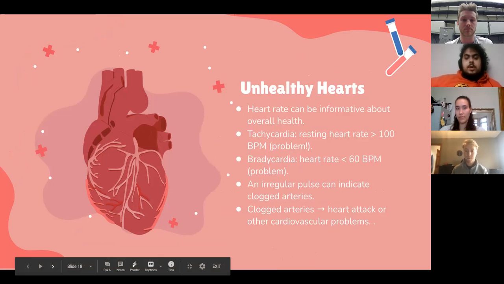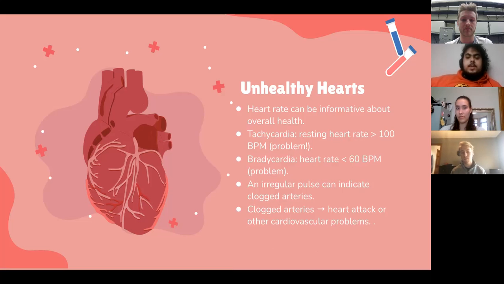Because blood is pumped throughout the body, how a heart is working can tell us a lot about a patient's overall health. When the heart is pumping blood too fast, more than 100 beats per minute, we say that this heart is tachycardic, which can be a problem. When a heart is pumping blood too slow, less than 60 beats per minute, we say that this heart is bradycardic, which can also be a problem. If a patient's heart is pumping irregularly, then this patient's arteries could be clogged by plaque. Clogged arteries can be a problem too, because they can lead to cardiovascular problems, like heart attacks.